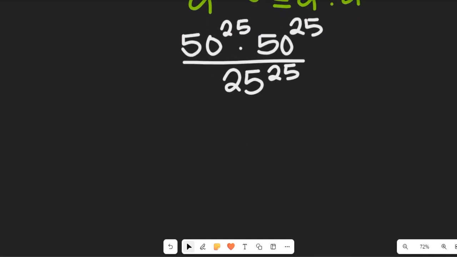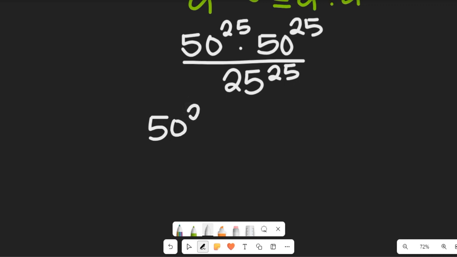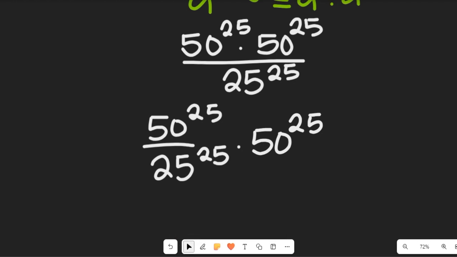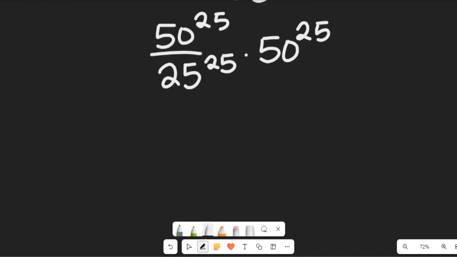So in the next step, we're going to isolate this such that we'll have a same power situation. So we'll have 50 to the power of 25 divided by 25 to the power of 25, and this can be multiplied by 50 to the power of 25. I didn't change anything. So that will now bring us to another rule, the law of indices.